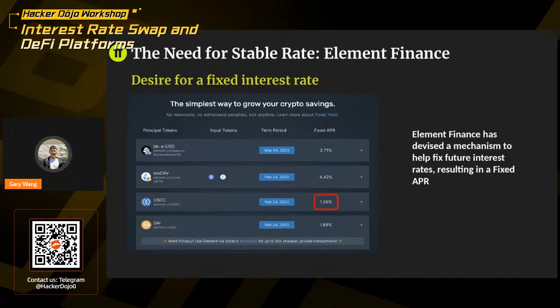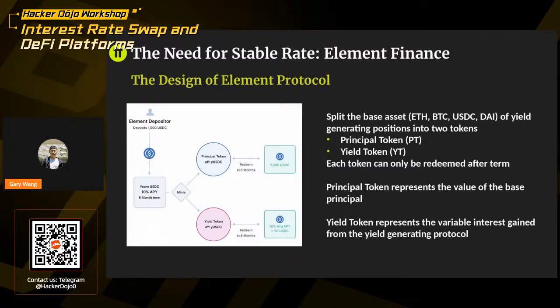Element Finance has devised a mechanism to help fix future interest rates, resulting in a fixed annual percentage rate. On their main application webpage, for the USDC market, you have the term expiration time, which is next year, February, and you will receive a fixed APR of 1.36%. It's not very high, but I'd like to emphasize in advance that it's a real fixed rate, and it's not subject to fluctuations, not like the Aave stable rate, which is not actually stable. So how does Element Finance do this? How are they able to implement such a protocol, with stable rates, on decentralized finance where everything is changing from time to time?